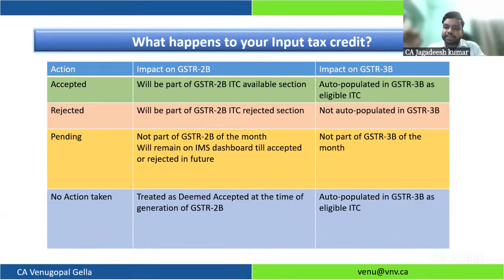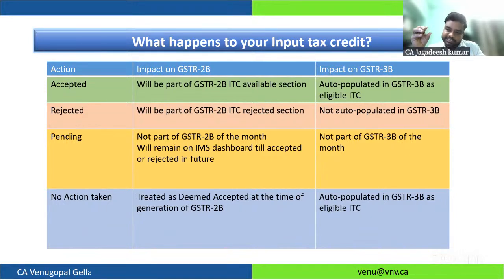And in the 3B, it will not form part of it, because it will not travel to 2B, and from 2B only figures will travel to my 3B. If you have not taken any action on your records, as I said in the earlier slides, if we have not taken any action, it will be deemed to be accepted.